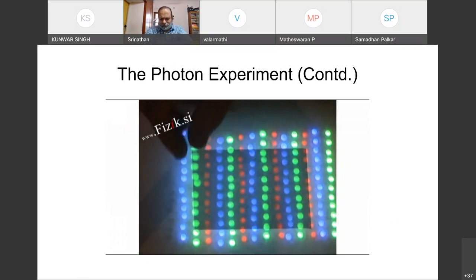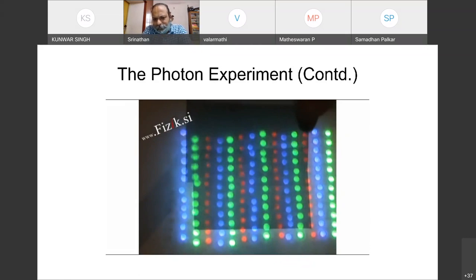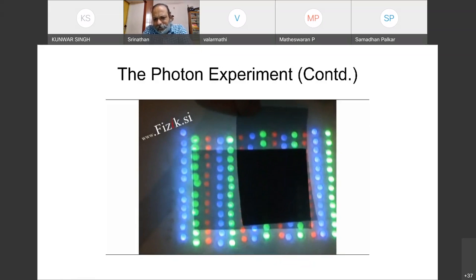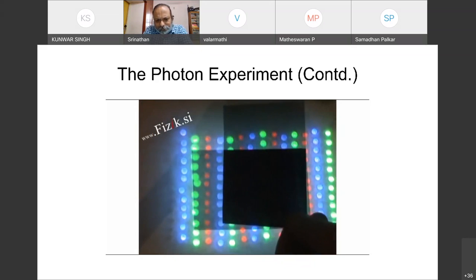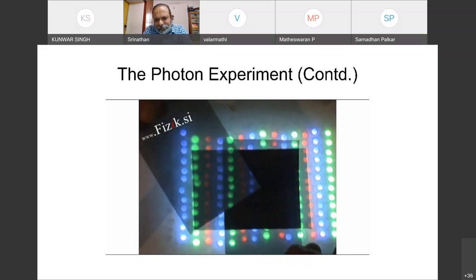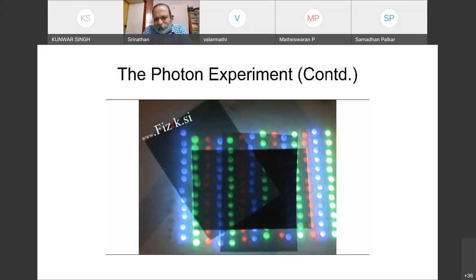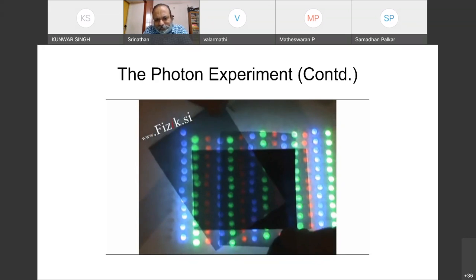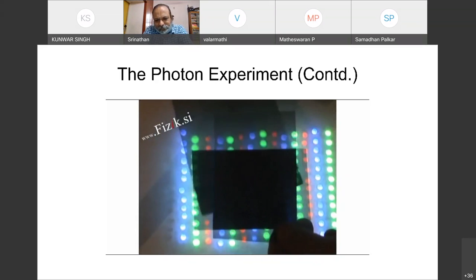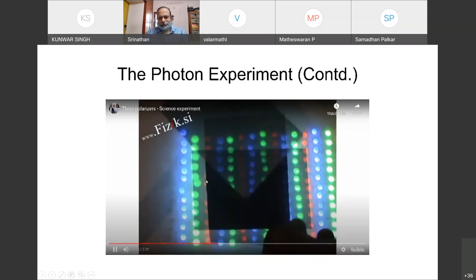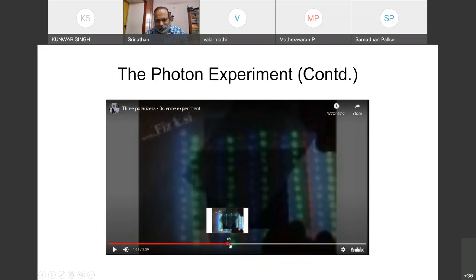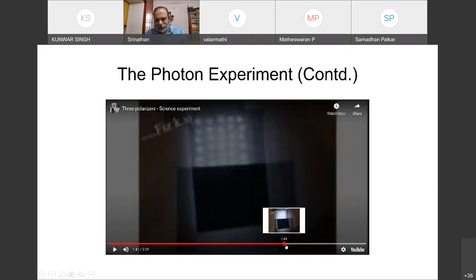So 50% of photons for horizontal and vertical. Horizontal followed by vertical blocks flow completely. Now, carefully watch when it is placed at angle between horizontal and vertical. Getting some flow of photons. Two filters can block it, but three filters cannot block. Just fast forwarding for you. You have seen enough.